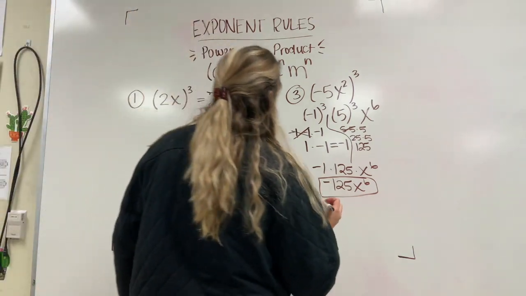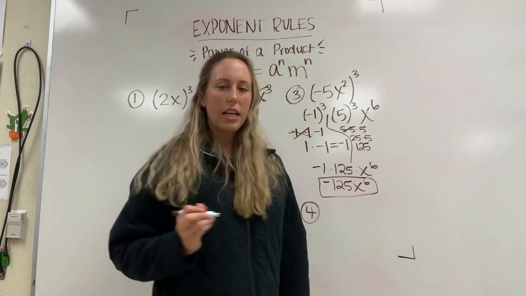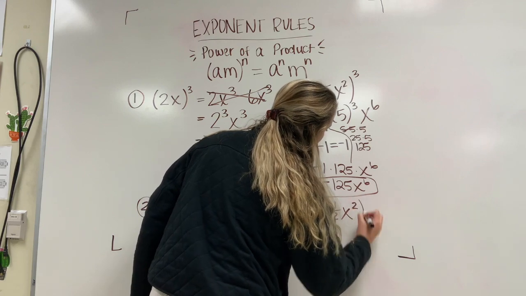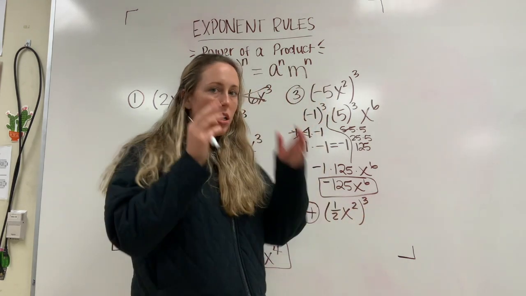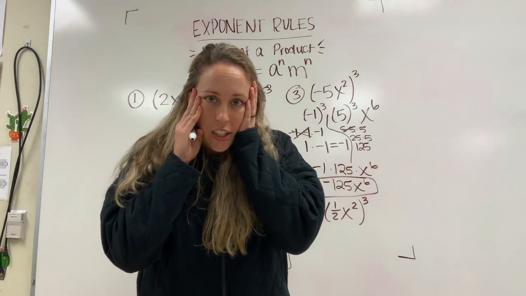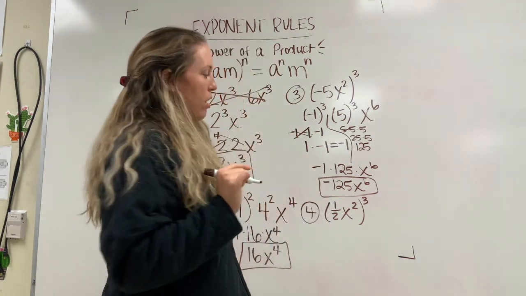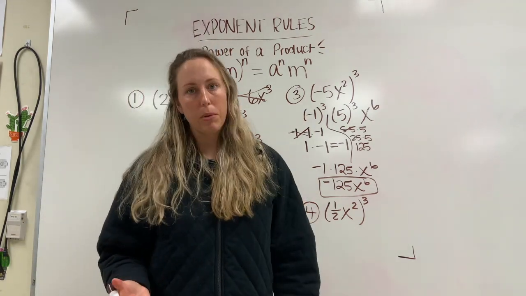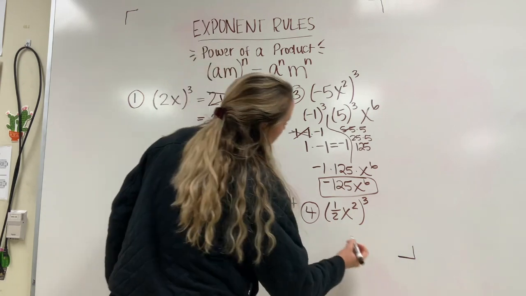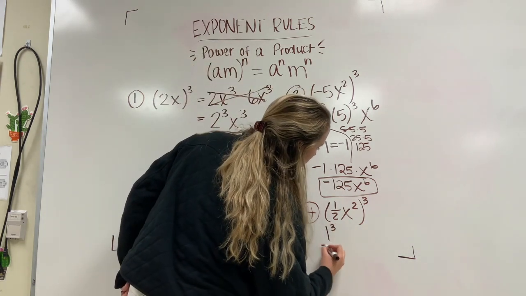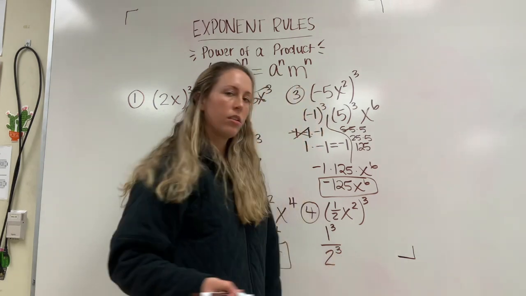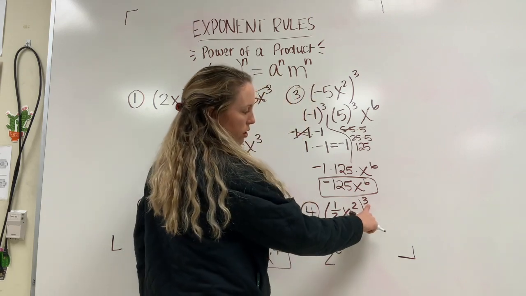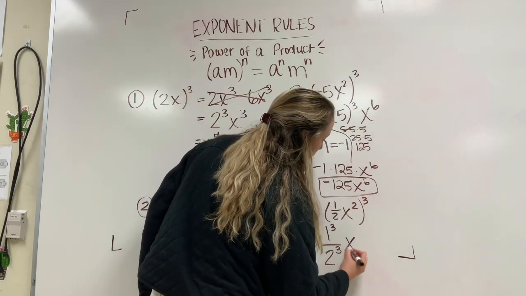Okay, last one. In this little section, we've got (1/2 x squared) cubed. Oh no. Fractions. So we're still going to distribute our cubed, but to a fraction, we distribute it to the top and the bottom of the fraction. So that's going to give us 1 cubed over 2 cubed. That's another way of saying to the third power. And x squared to the third power is x to the 6th.